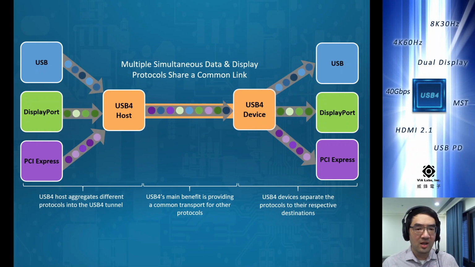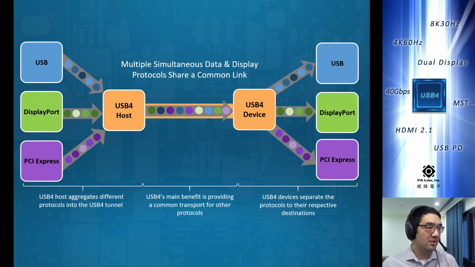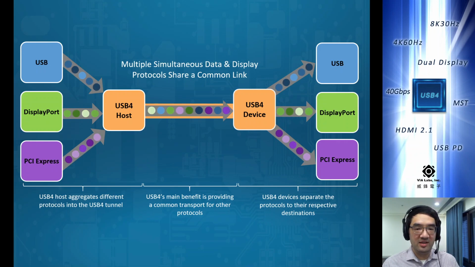So in summary, the USB host system is able to aggregate multiple different protocols together, and it transmits them all using USB 4. So on the device side, we actually essentially need to recreate these original input protocols. And a USB 4 device takes that USB 4 data, and it sends out the tunneled USB, DP, and PCIe protocols separately.